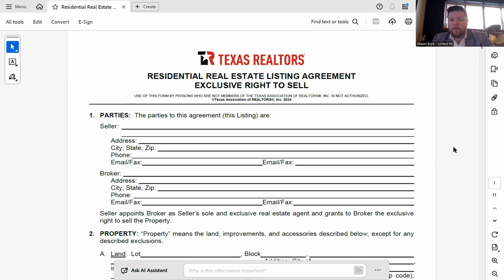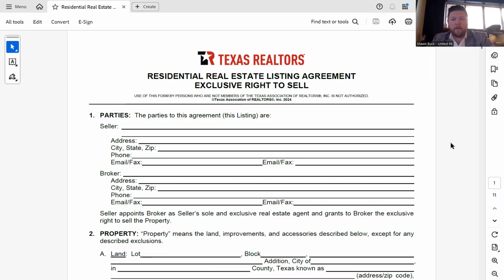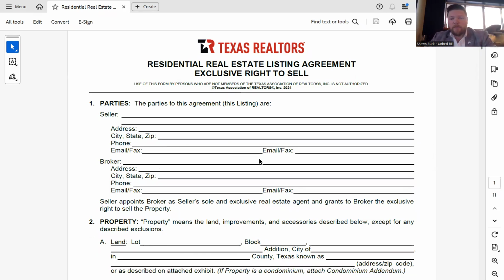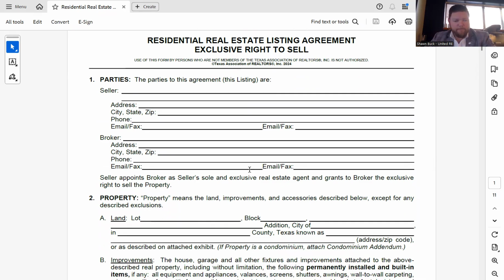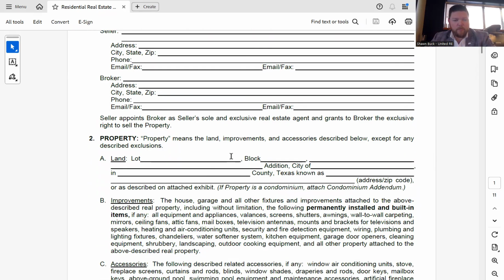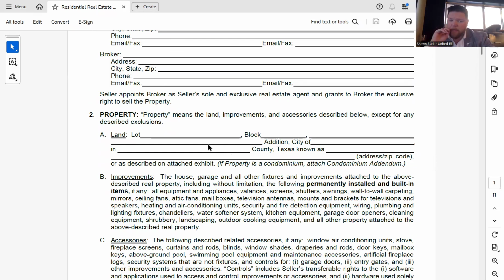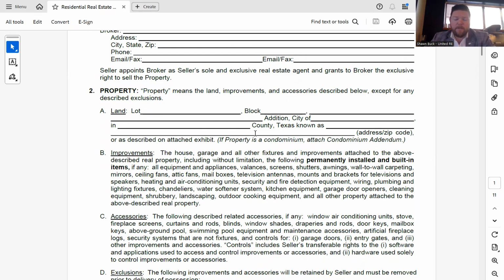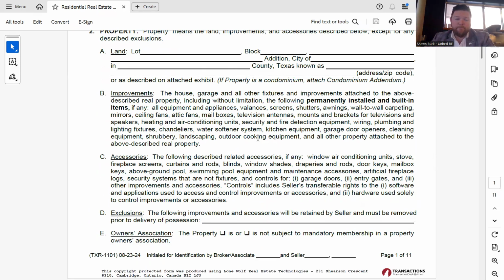We're going to be going over the listing agreement, residential listing agreement. So let's dive right in. First part, paragraph one is the seller's information and realtor's information. Paragraph two is the property: lot, block, county, city, physical address, partial IDs.